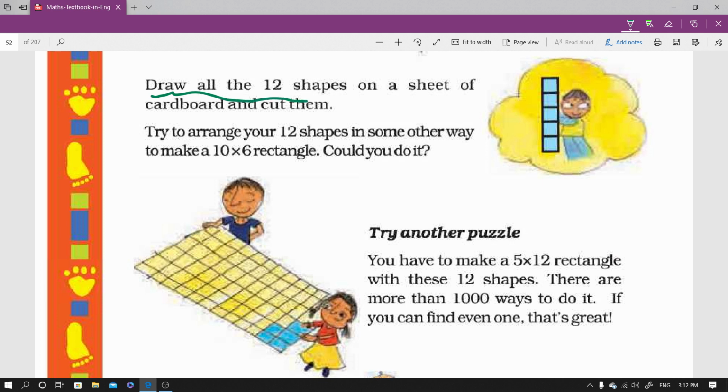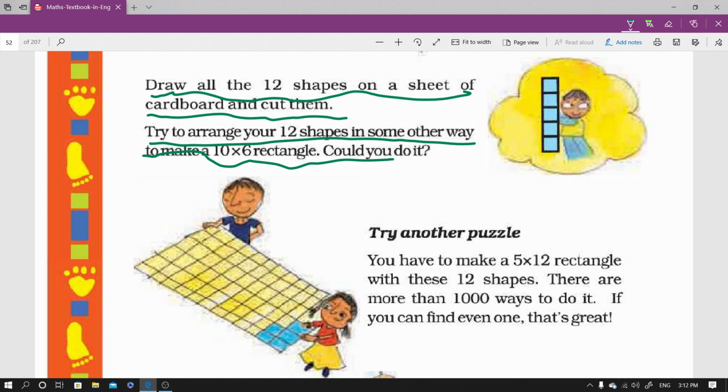Draw all the 12 shapes on a sheet of cardboard and cut them. Try to arrange the 12 shapes in some other way to make a 10 multiplied by 6 rectangle. Can you do it?